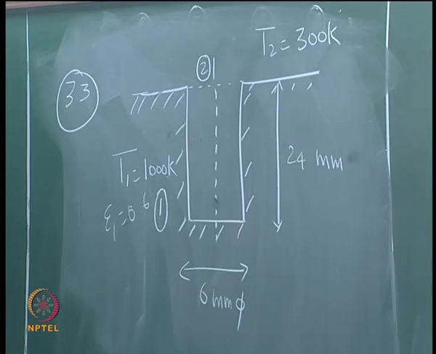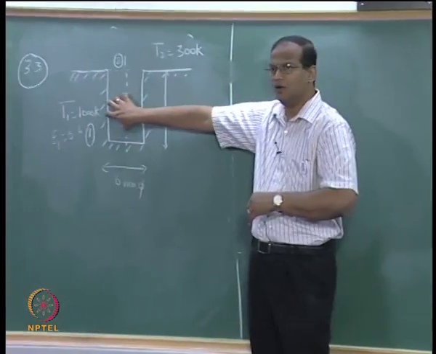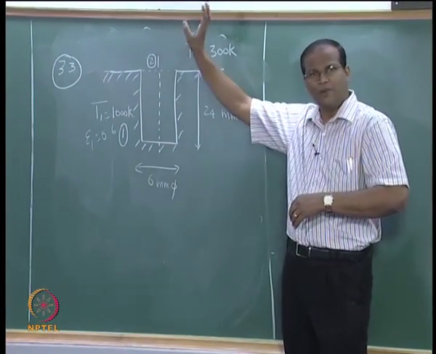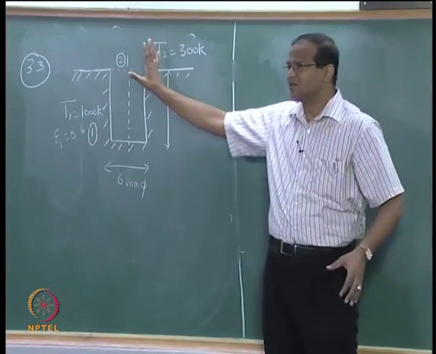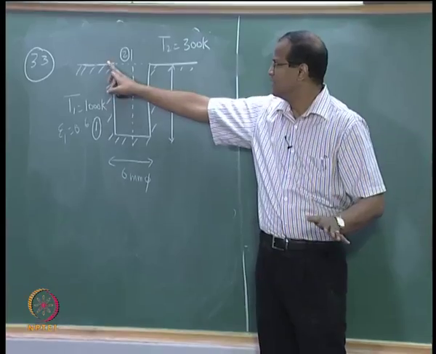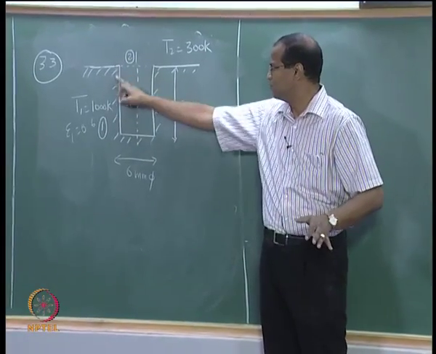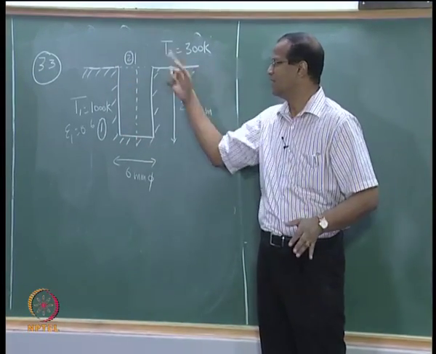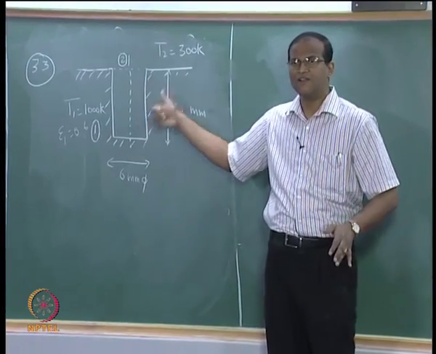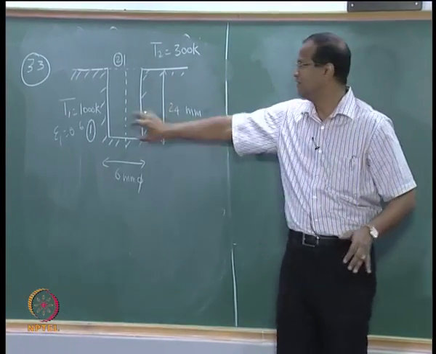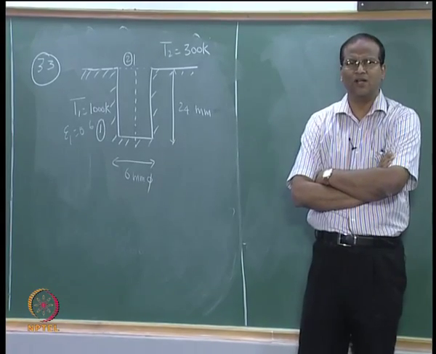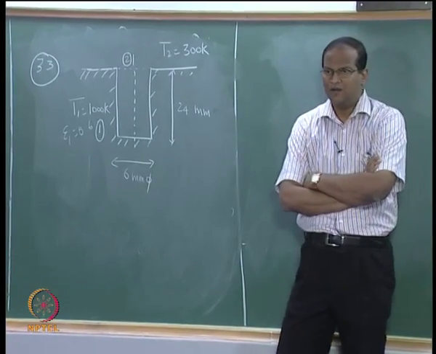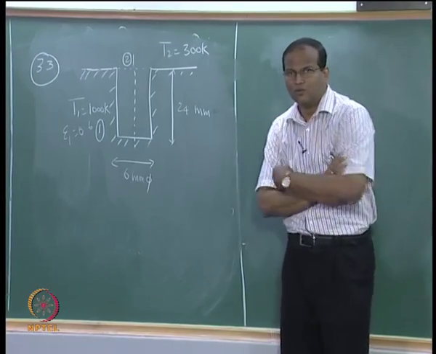Okay, this has an emissivity of 0.6. This bored hole is opening to the surroundings at 300 Kelvin. Now we can treat it as a 2-zone enclosure problem. The lateral area is surface 2, and the bottom is surface 1, which has an emissivity of 0.6 and is at 1000 Kelvin. Surroundings are at 300 Kelvin. You treat the surroundings as a black body at 300 Kelvin, solve the 2-zone enclosure, and get the resultant heat transfer from 1 to 2.